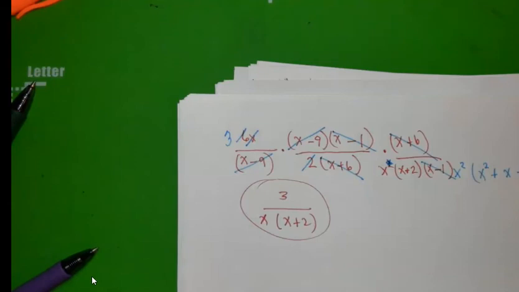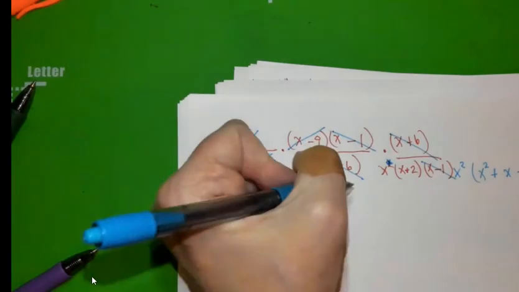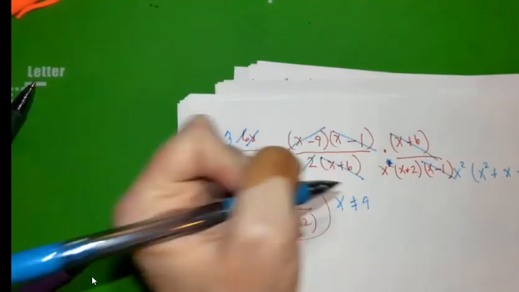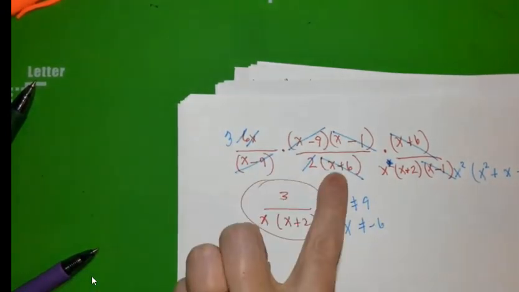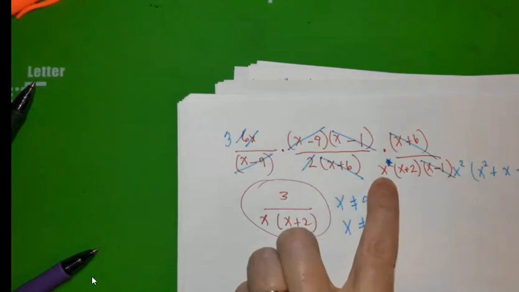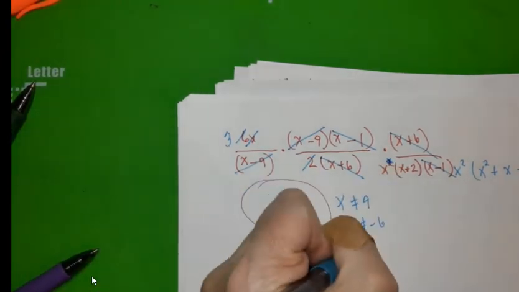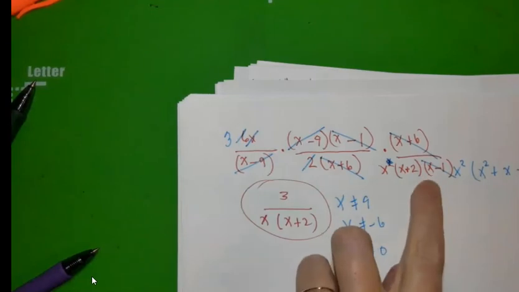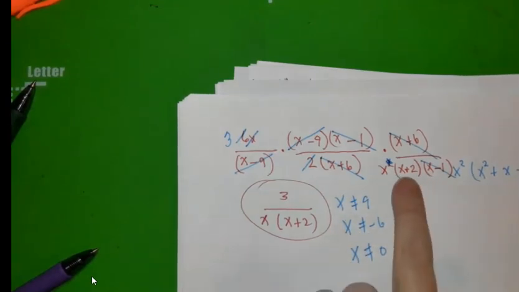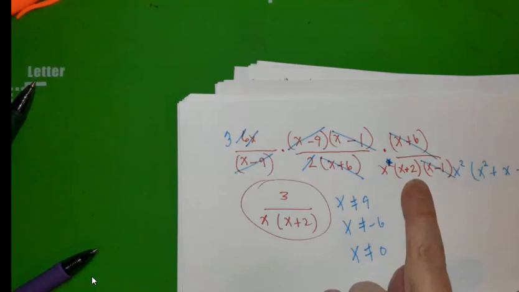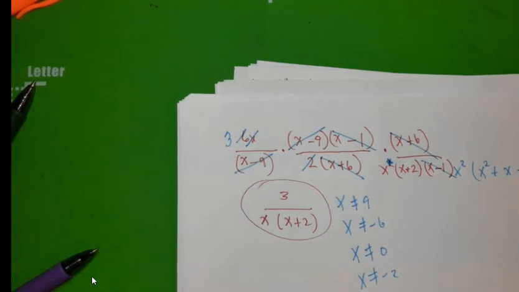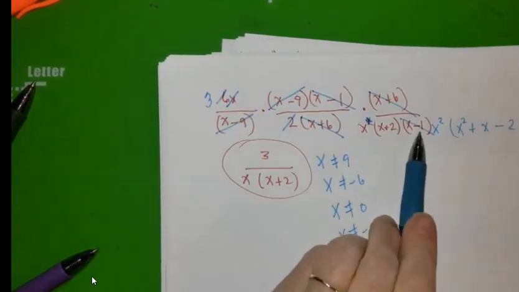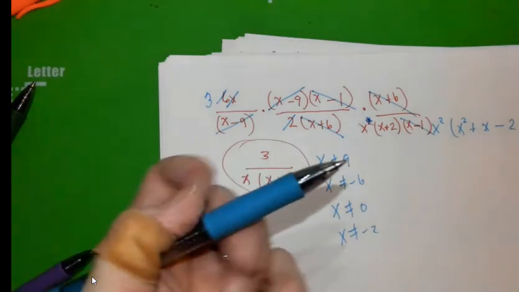We do need to list our restrictions, and there's quite a few here. I cannot have a 9, because 9 minus 9 is 0. So x cannot equal 9. I cannot have a negative 6, because negative 6 plus 6 is 0. I cannot have a 0, because 0 squared is 0 here. So x cannot equal 0. I cannot have, let's see, a negative 2. Negative 2 plus 2 is 0. Wow, there's a lot of restrictions here. And then I cannot have a 1. 1 minus 1 is 0.